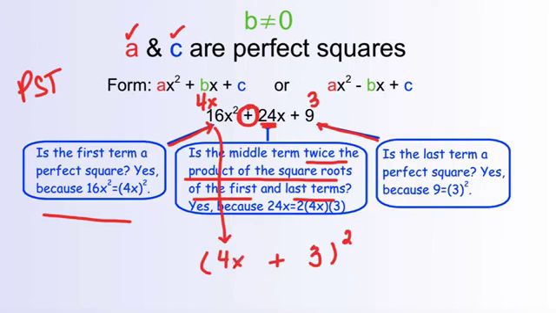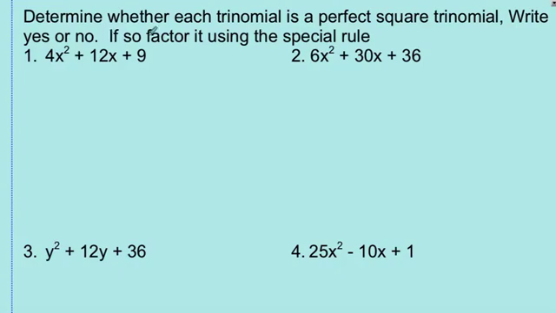If you forgot the pattern and you factor it using regular trinomial factoring, it would work out to be 4x plus 3 and 4x plus 3. They'd be exactly the same. So notice the difference between this and DOTS. In DOTS, these would be opposites, or opposite signs. All right, so let's check this out. We're going to determine whether each trinomial is a perfect square, and if not, we can't factor it using this rule. But if so, we're going to use the special rule.